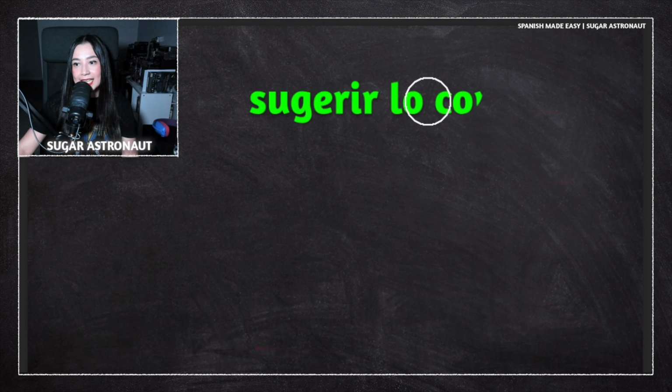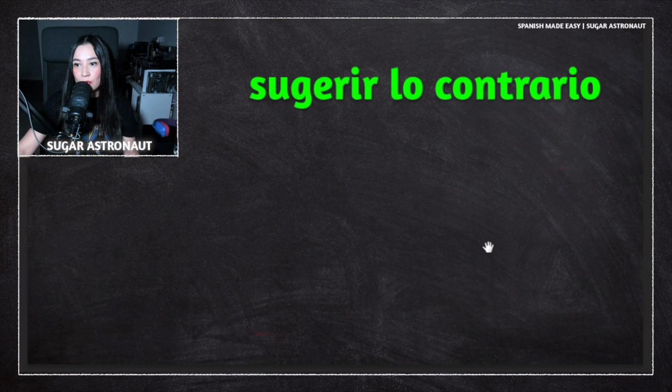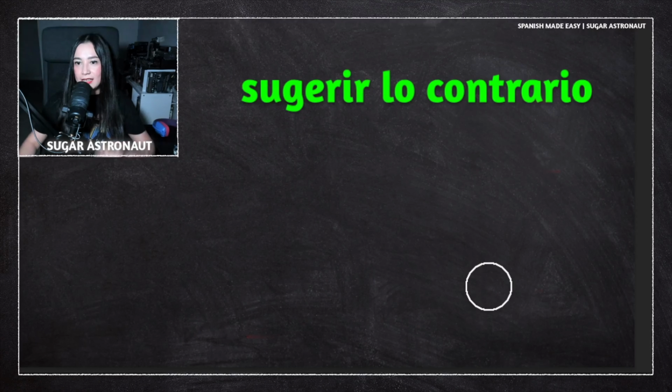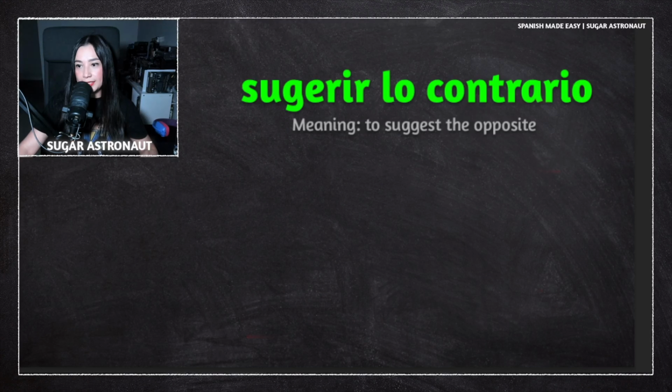Sugerir lo contrario. This is a great phrase that uses the verb sugerir, and it's used when you want to say to suggest the opposite. Sometimes actions suggest the opposite, and this is a great phrase to use in those situations because, for example, someone is saying, I'm this, I'm that, I'm doing this and that, but the actions say otherwise.